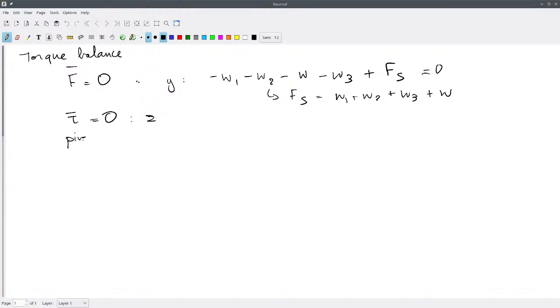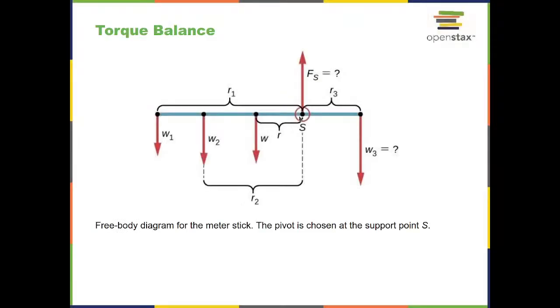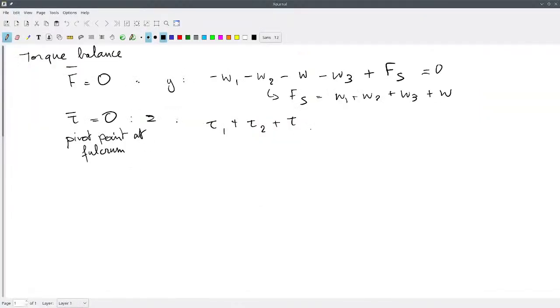Now for the torque, this will be a torque around the z direction, with the pivot point at the fulcrum. So that will be the torque due to force 1 plus the torque due to force 2, or the weight 2, plus the torque due to the weight. And all of these are going to be torques that work in the counterclockwise direction. So those are going to be positive torques. That's why I'm giving them a positive sign here.